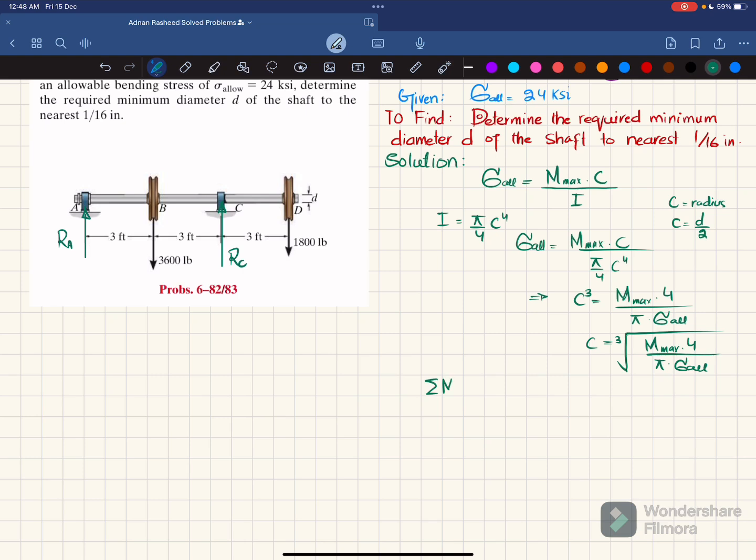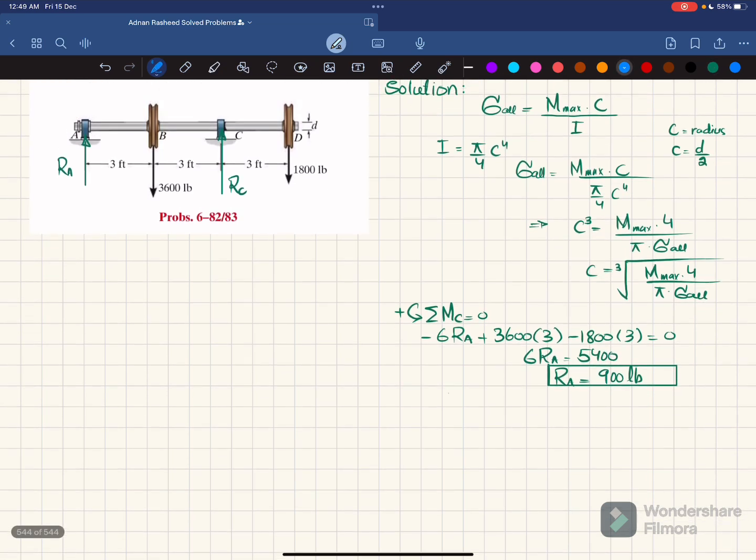The first equation of equilibrium is that the sum of all moments about point C is equal to 0, taking the counterclockwise moment as positive. About point C, the first moment is RA into perpendicular distance 6. This is clockwise, so it will be negative: minus 6 times RA. The second moment is 3600 into perpendicular distance 3, and this is counterclockwise, so it is positive: 3600 into 3. The last moment is due to this 1800 and perpendicular distance 3, and this is clockwise, so it is negative: minus 1800 into 3 is equal to 0. When you solve this, you get 6 RA equal to 5400, and RA is equal to 900 pounds.